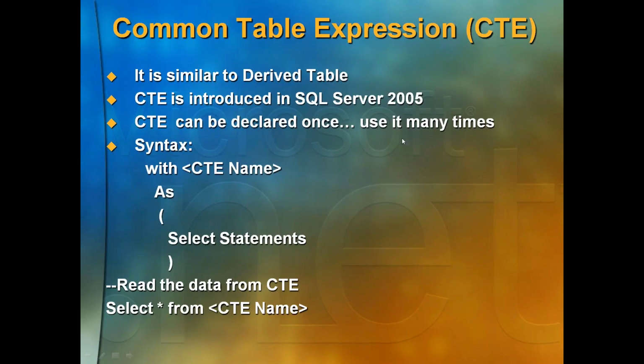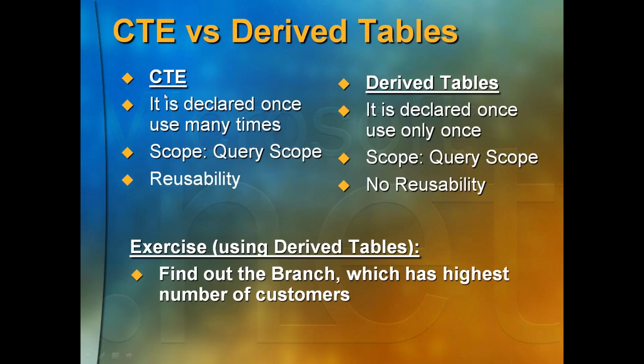This is what we need to understand today. What is the meaning of use it many times? The syntax is: WITH CTE name AS, a select statement, and then read the data from the CTE with select star from CTE name. You can apply where clause, group by clause, joins, a lot of things you can do.